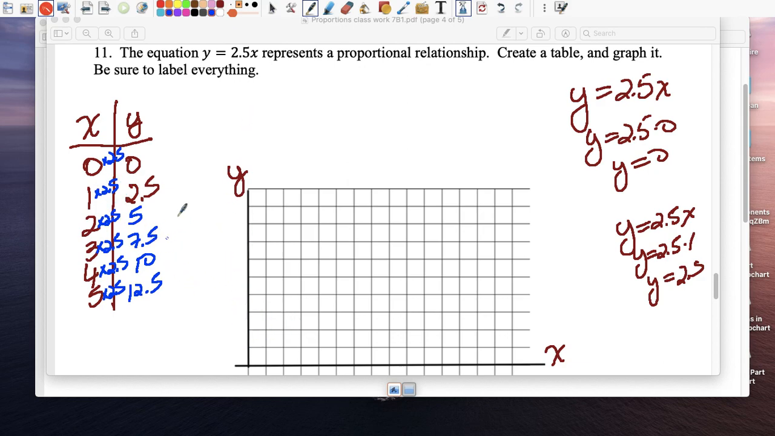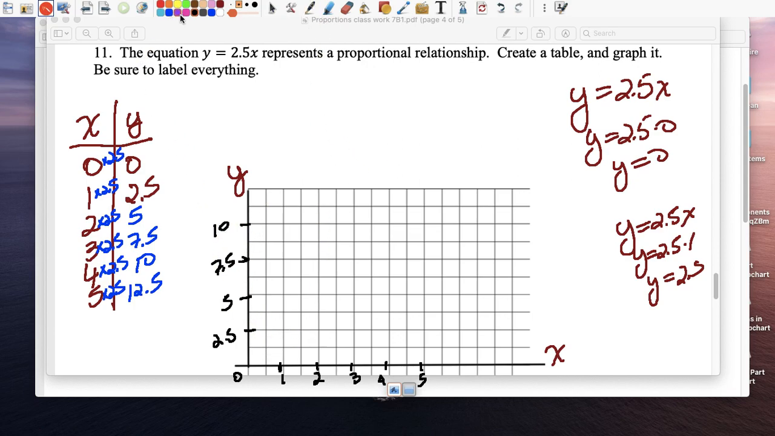So let me label this 1, 2. You know what? We have room, right? So let me spread them out a little bit. So 0, 0. I'll make every 2 boxes 1 unit. So 2, 3, 4, 5. Going up and down, I'm going to go by 2.5. And again, 0. So 2 boxes can be 2.5. This can be 5. As long as your intervals here are the same, you're in good shape, right? Every 2 boxes is 2.5.